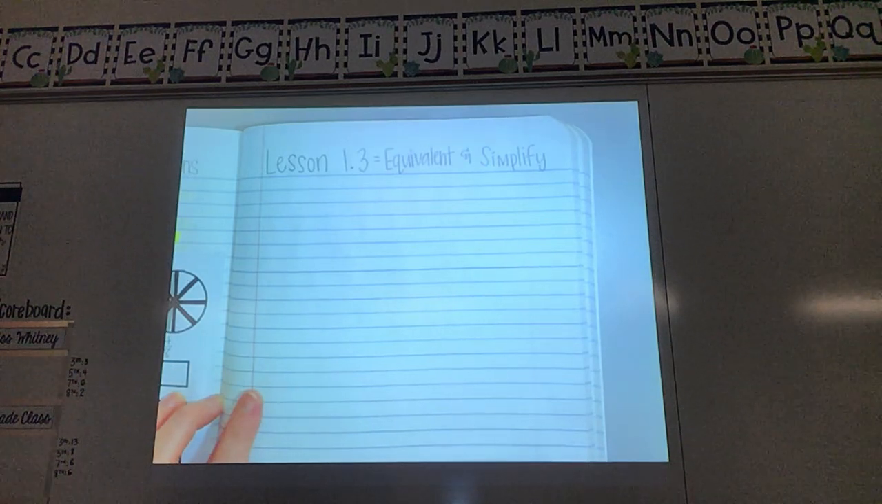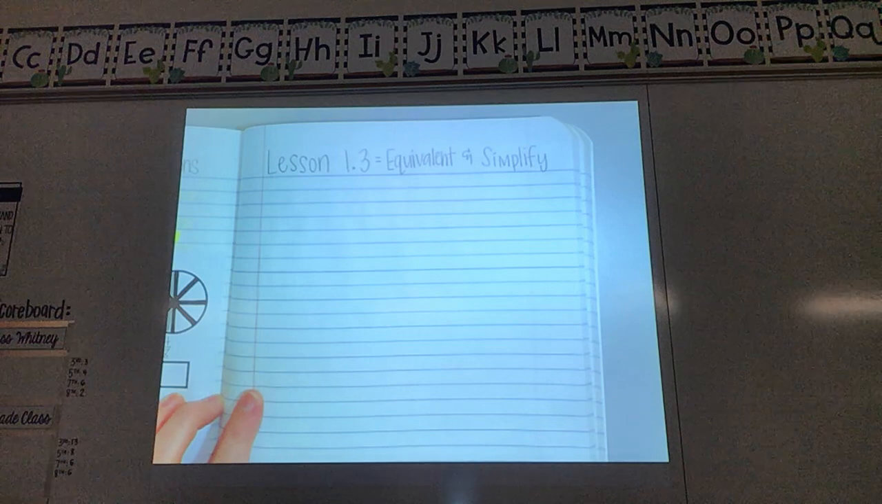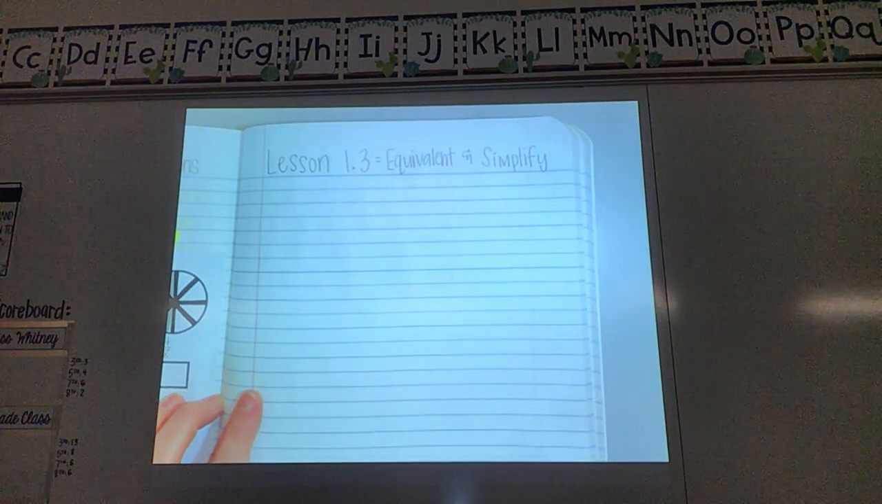Hi, fifth grade. Today's math lesson is going to be 1.3, and this one is over equivalent and simplifying fractions. So if you remember from yesterday, we already touched on equivalent fractions a little bit. We're going to review that, and then we're going to talk about what simplifying fractions means.